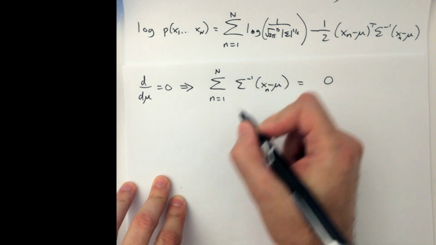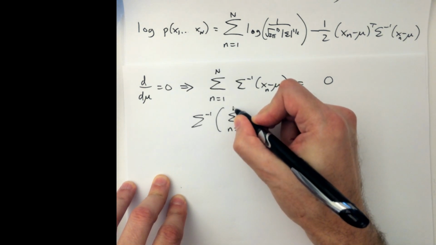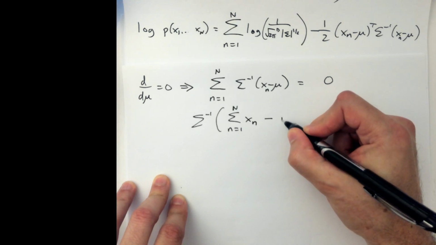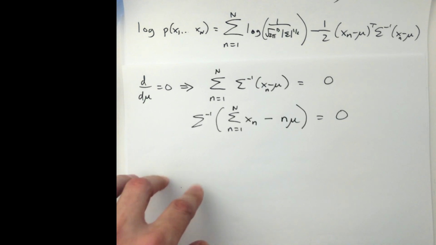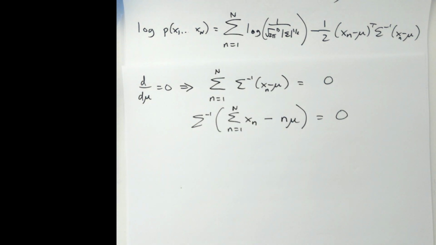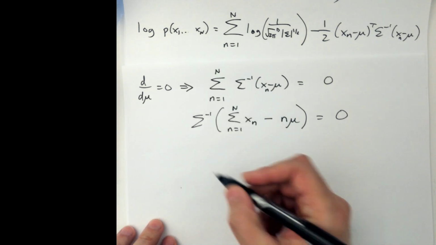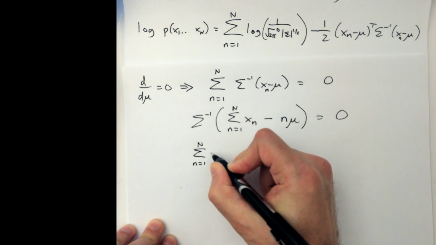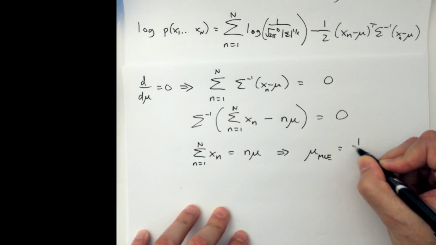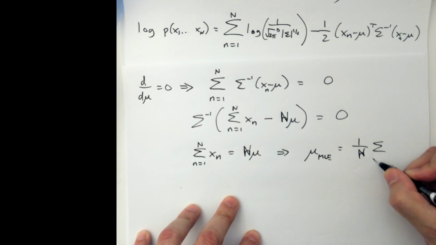Now I can pull this sigma out because it doesn't depend on n, and then I have the sum of xn, and since this mu is just being multiplied together n times, I have N mu equals 0. Since this thing here has to be a matrix I can take the inverse of, it has a full set of eigenvectors and eigenvalues. So the only way I can get a times something equals 0 is if this thing itself equals 0. Now I move some stuff around, and I move the N mu over, and I find that my maximum likelihood estimate of mu is 1 over capital N of the sum.